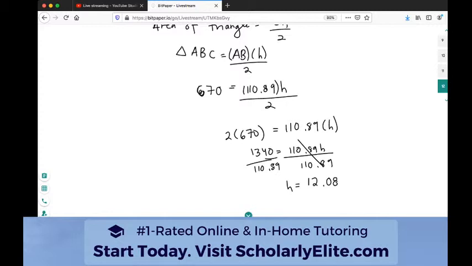Okay. Sounds great, you guys. So that's that. And then this is in meters, so the height equals 12.1 meters. We're just going to round that. And that's our answer. So that is this pretty crazy problem.